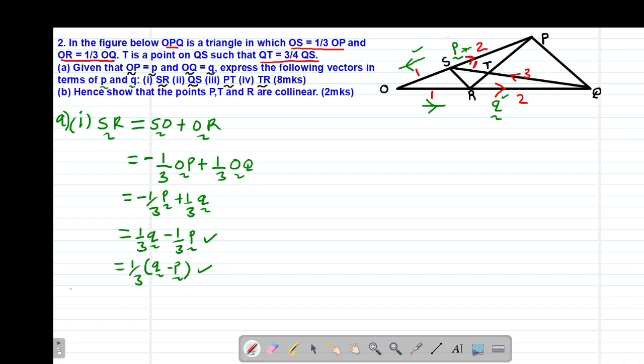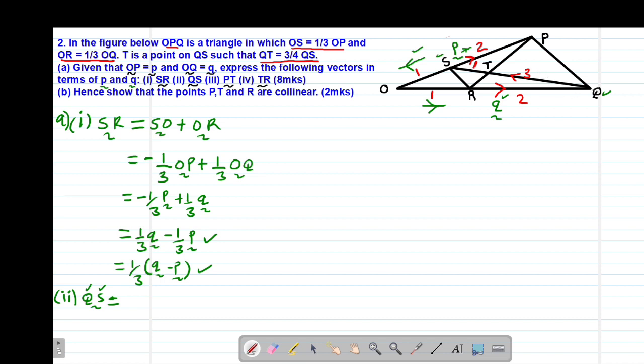Then we move to Roman 2. So Roman 2, they want us to find the value of the vector QS. So we need to find vector QS. Again, we are going to pick the route on the diagram that gives us a complete triangle that has most of the known values. So the starting point is Q, the ending point is S. So this is our point Q, so we need to move up to point S. So we have two possible triangles. We have QP, then PS, but we don't have the value of PQ or QP. Therefore, that route will not be valid.